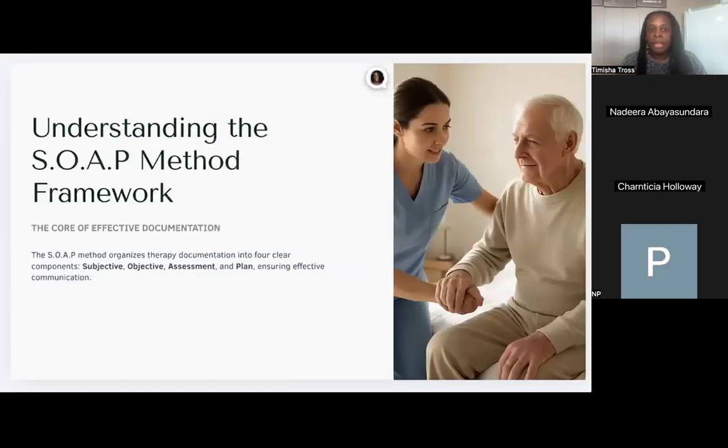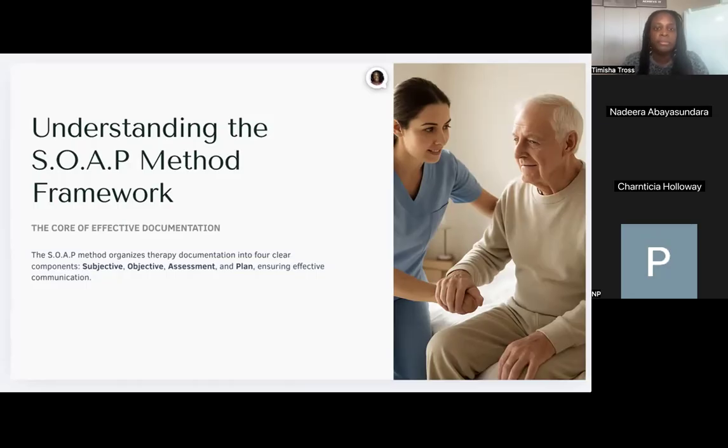It's important that we understand the SOAP method framework. Of course, in school you've learned about SOAP: subjective, objective, assessment, plan. We're going to cover it, but the focus is really how you actually take that and put it into a therapy note when you're working in the field. That is what's going to be most important. Any questions so far? Am I good to keep going?